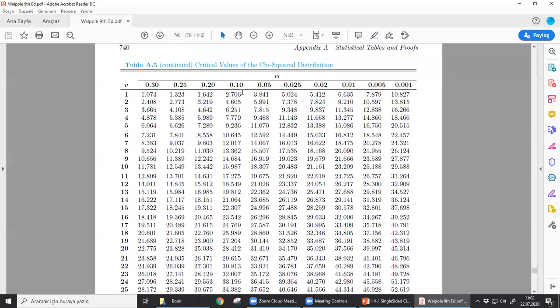Let's look at the chi-square table. I have the 0.05 values of alpha here, and the degrees of freedom is 9 here. And the corresponding value is 16.919. So what does this mean? 16.919 at alpha 0.05 and at 9 degrees of freedom.